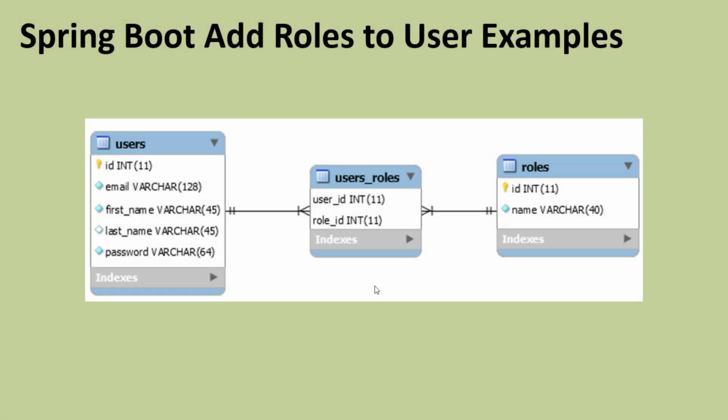Now we are going to update the project so a user can be assigned one or more roles. So there will be a new table in the database, the roles table with two columns, ID and name here. And you know the entity relationship between users and roles is many to many. A user can be assigned one or more roles and a role can be assigned to one or more users. So that's why we need to have an intermediate table users roles here.